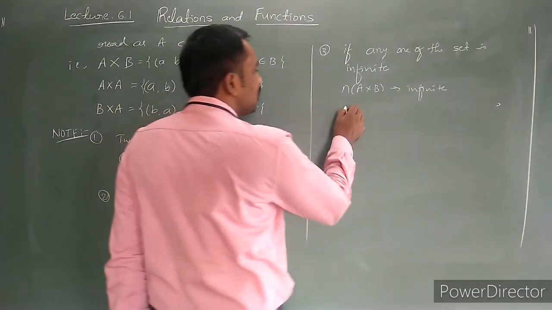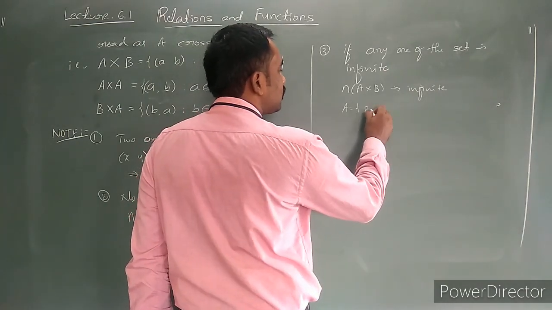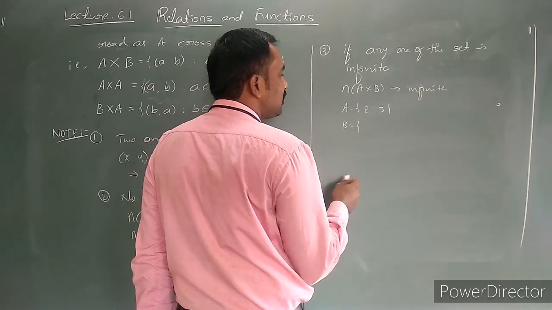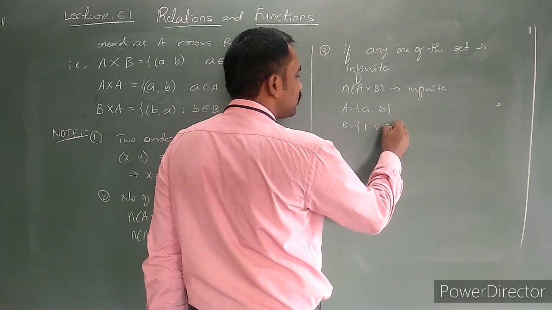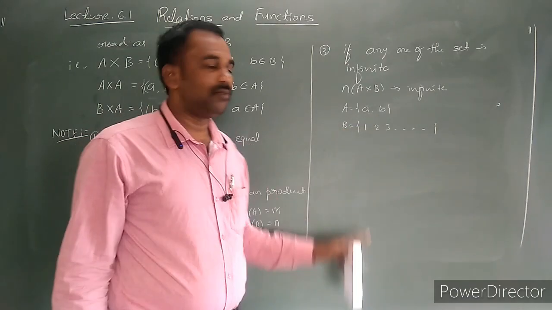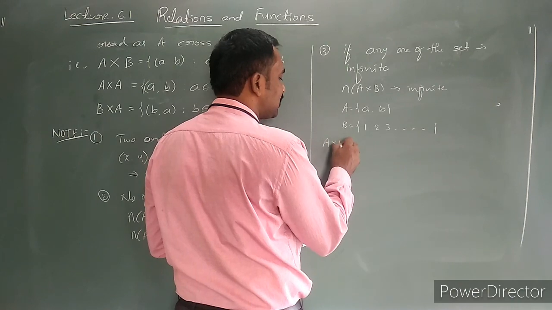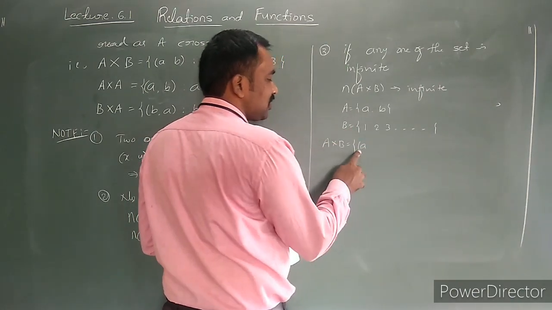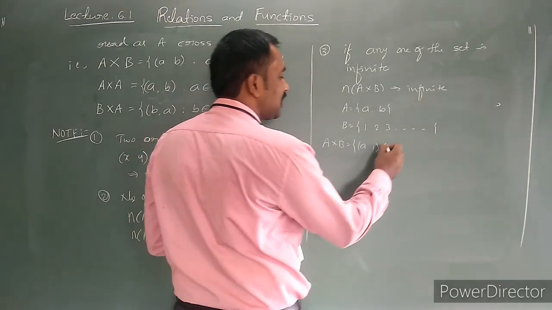For example, suppose A contains 2 elements, here I just write A contains a and b. B contains 1, 2, 3, 4, and so on, the natural number set. A contains only 2 elements. B contains infinitely many natural numbers. Then what can we write for the Cartesian product A cross B? Make the pairs. How to make the pairs? The first element belongs to the first set A, comma 1. The second element belongs to the second set.